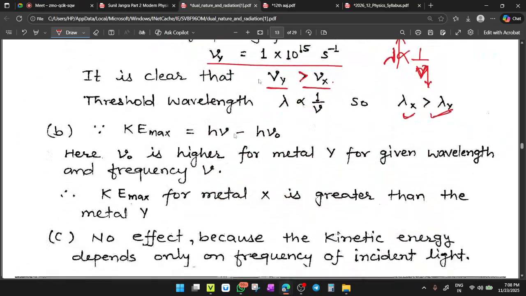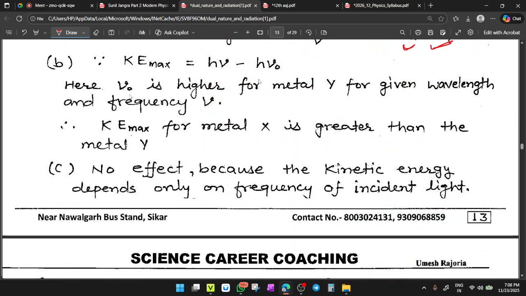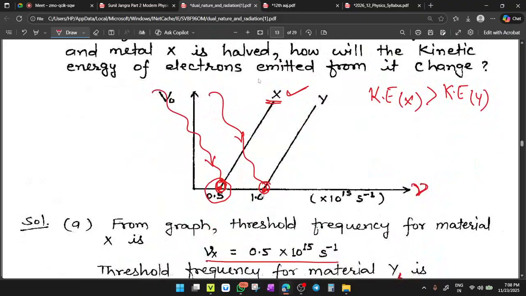Clear? Check here. Here nu naught is higher for the metal Y. For a given wavelength or frequency nu, the kinetic energy for metal X is greater than metal Y. Clear or not clear? Because the work function is more for this one material.